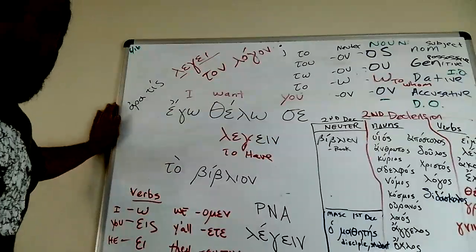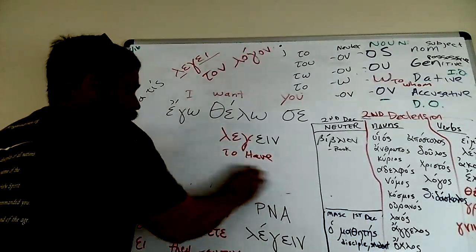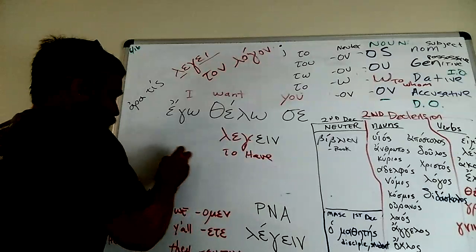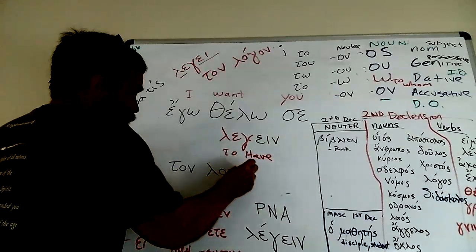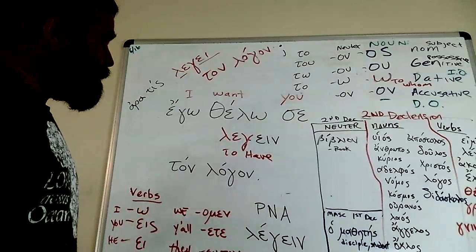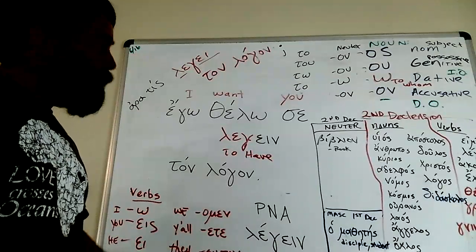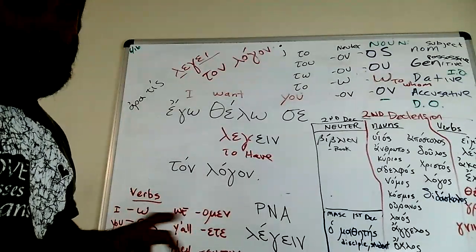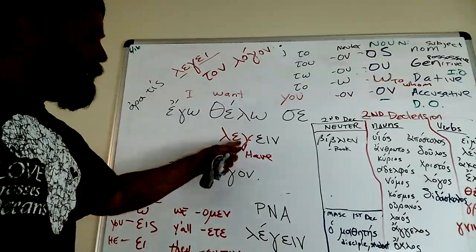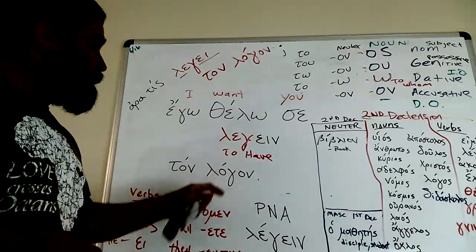So what does that mean? To say or to speak. I mean the whole phrase. What does that mean? I want. Okay. I want you. Oh yeah. I want you to have. No, not to have. What's the verb? The verb is not echo. To speak. Yeah, speak. The word. There you go. Ego thelo se legein ton logon. I want you to speak or to say, either one, the word.